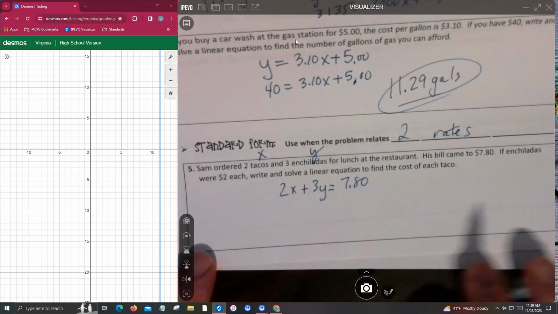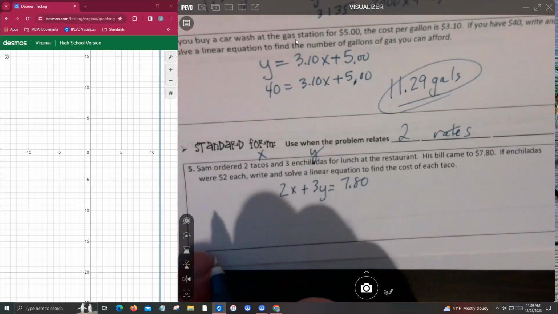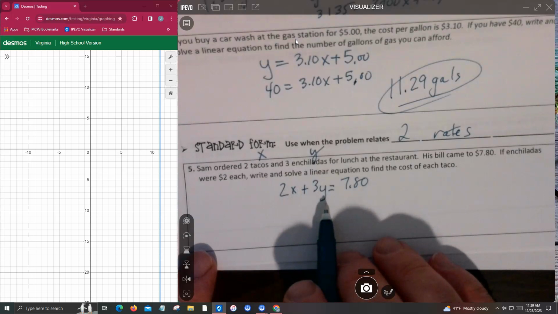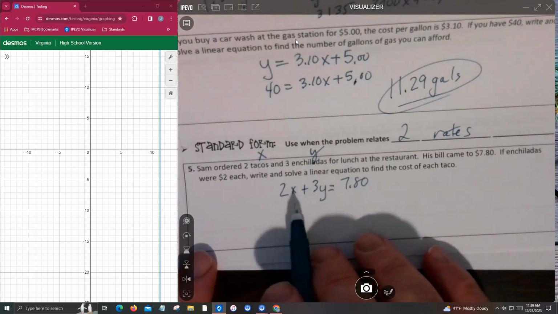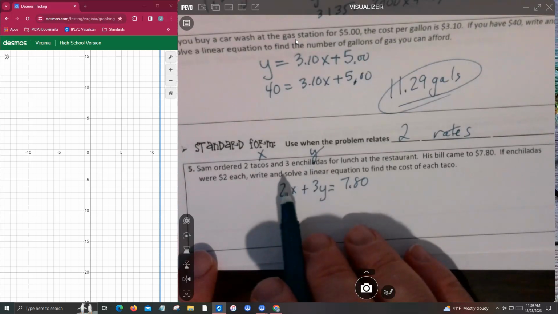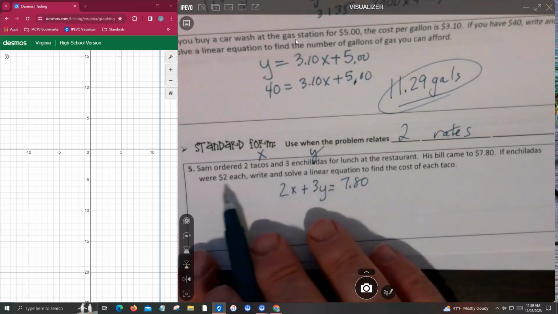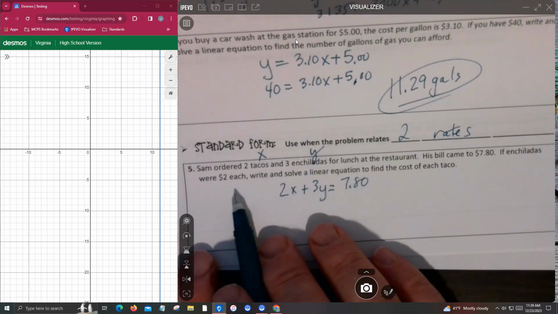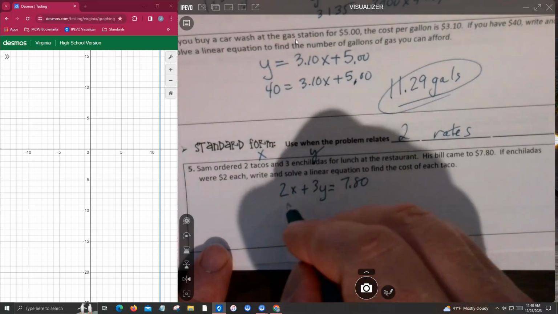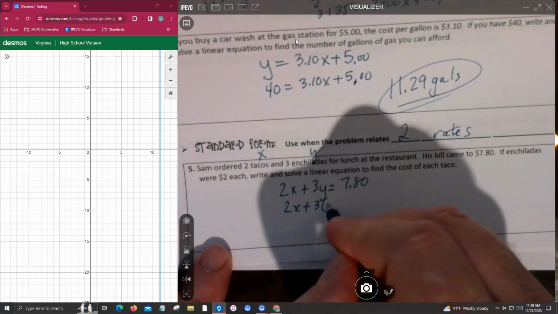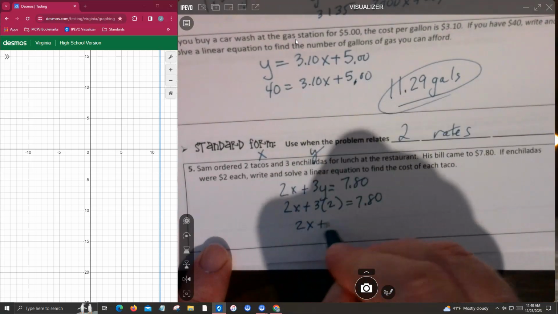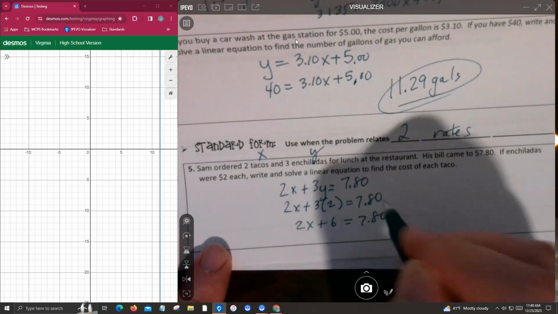$7.80. Okay, now this is the price of the tacos. This is the price of the enchiladas. That's what these both stand for, because I already know they're eating 2 tacos and 3 enchiladas. That's all I know. All right, so it says here that the enchiladas, which I made Y, is $2 each. So I'm going to change this to $2. Okay, so now I have 2x plus 6 equals $7.80.